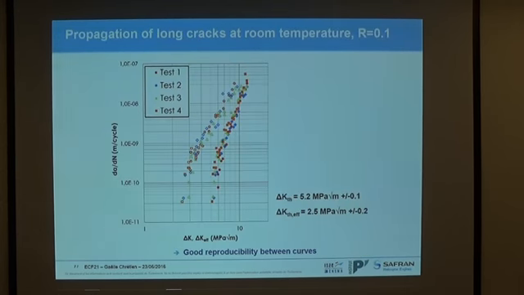I will present some results only at room temperature, but we also have some results at 400 degrees. You can refer to my article to see that. But I want you to really understand the methodology and the kind of result we can obtain with it. So here you can see a crack propagation curve, quite reproducible, and we have a nominal threshold of 5.2 and an effective threshold of 2.5.